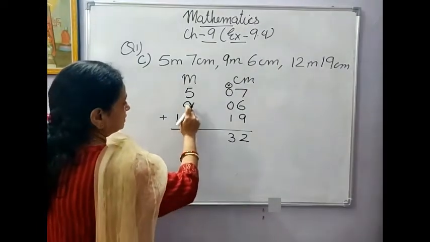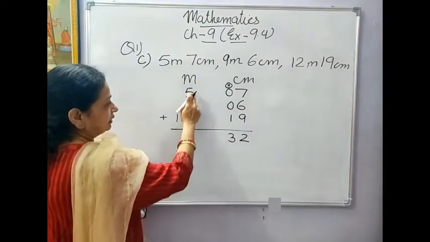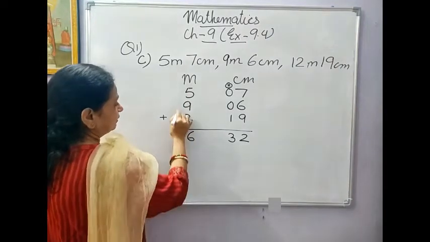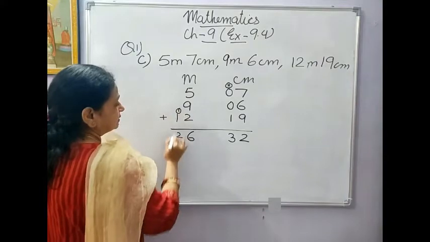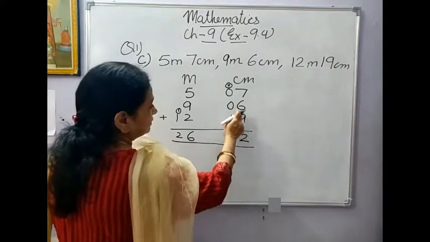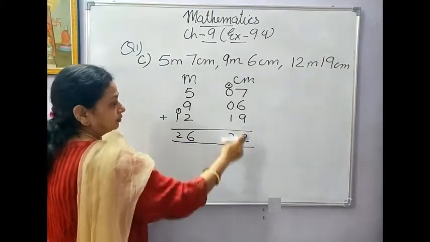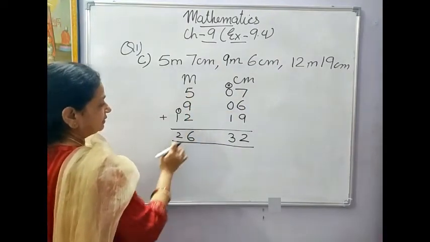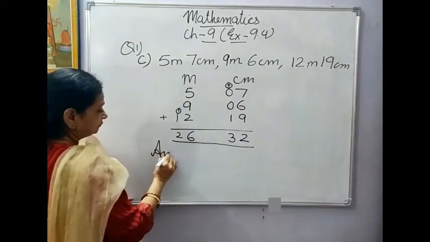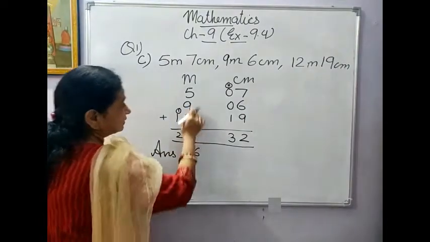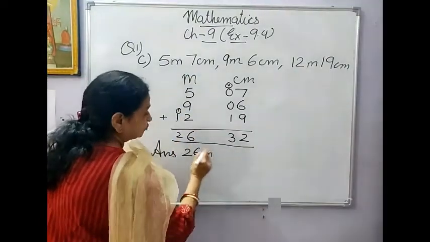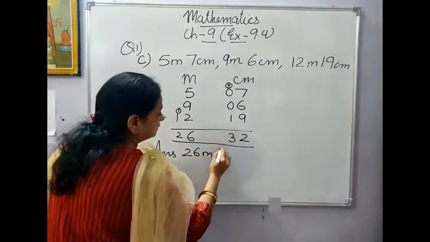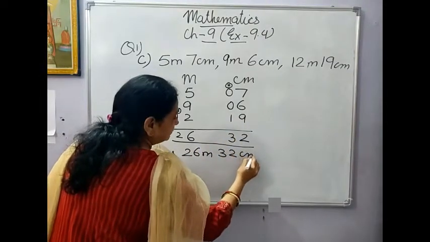Then we move on to this. 9, 10, 11. 11 and 5, 16. It is 26. Just check it. 9 and 6, 15. 15 and 7, 22. 2 and 1, 3. 5 and 9, 14. 15, 16. So your answer is 26. It is under meters column. So 26 meter, and this is 32 centimeter.